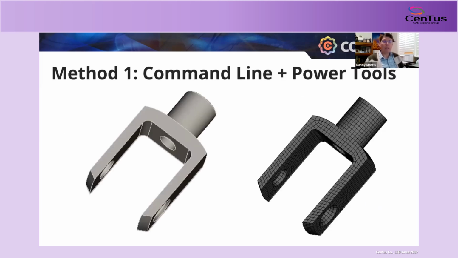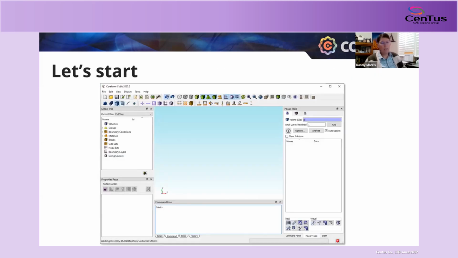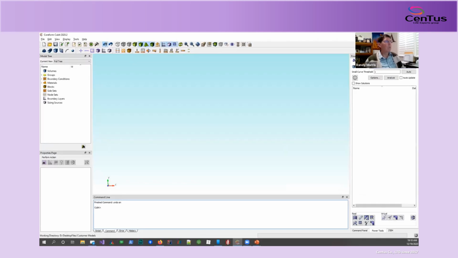So this first method is the command line and power tools. And so let's go ahead and dig in. If I'm set up properly here. Here we go, hang on. All right, this is live Cubit. I've got this going, and I'm going to go through this workflow with you.